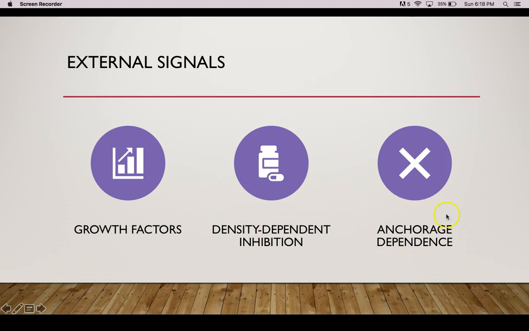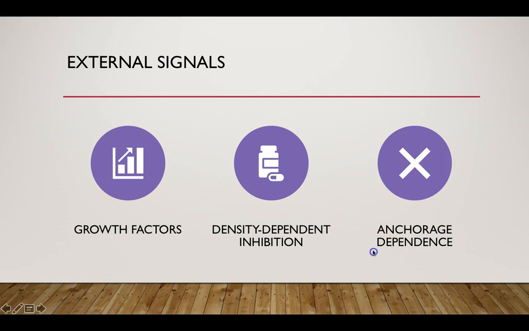Another external signal is anchorage dependence. This is basically stating that a cell has to be anchored to something. It has to be attached to the cytoskeleton in order for it to actually undergo the cell cycle. Like the cell won't just be floating in the air and be able to reproduce. We also know that this is a problem with some cancer cells, especially with Henrietta Lacks cells, because her cells could grow on anything and anywhere. They did not require anchorage to the cytoskeleton in order for them to actually reproduce.